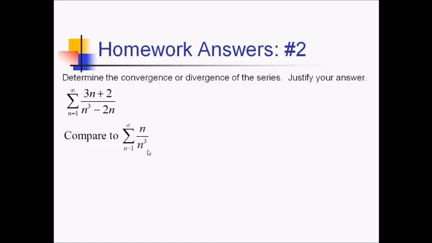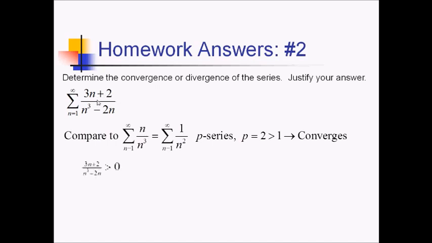And n over n cubed, that's really 1 over n squared, which is a p-series with a p-value of 2. Since that's greater than 1, that means our comparison series here is going to converge by the p-series test. So if we compare this to the original, it looks like our comparison series is actually going to be smaller than the original. The original has a larger numerator and a smaller denominator. So this is kind of the wrong direction if you want to use direct comparison. So we'll use limit comparison instead.